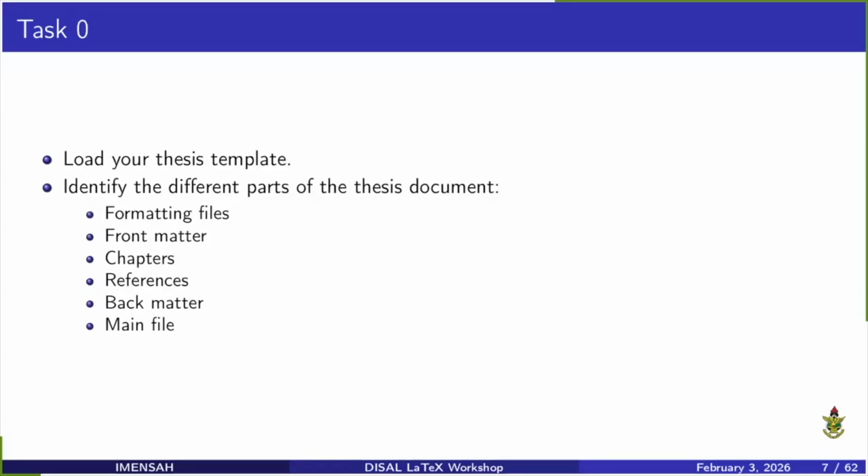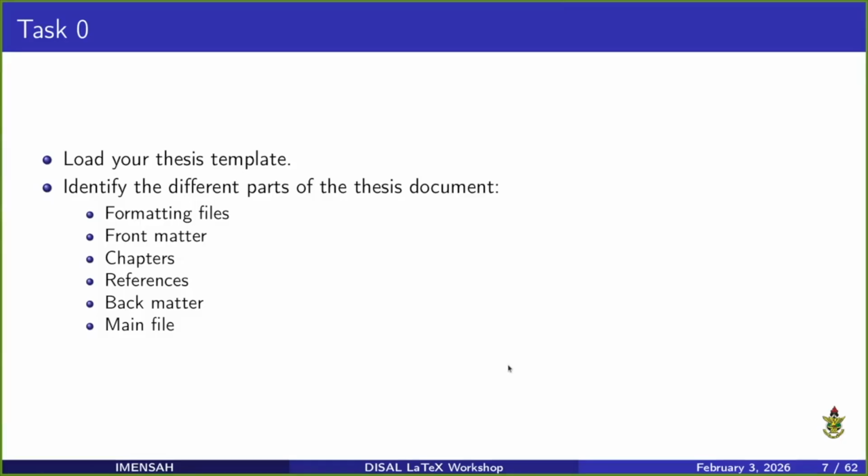In this lecture, we are going to have about 10 different tasks. Our first task is that we are going to load the thesis template that has been given to us, and then we would want to identify the different parts of the thesis document. So try and find the formatting file. Usually for that, they would either call it the class folder or the style folder. So you try and find that one. You try and find the front matter, chapters, references, back matter, and the main file.